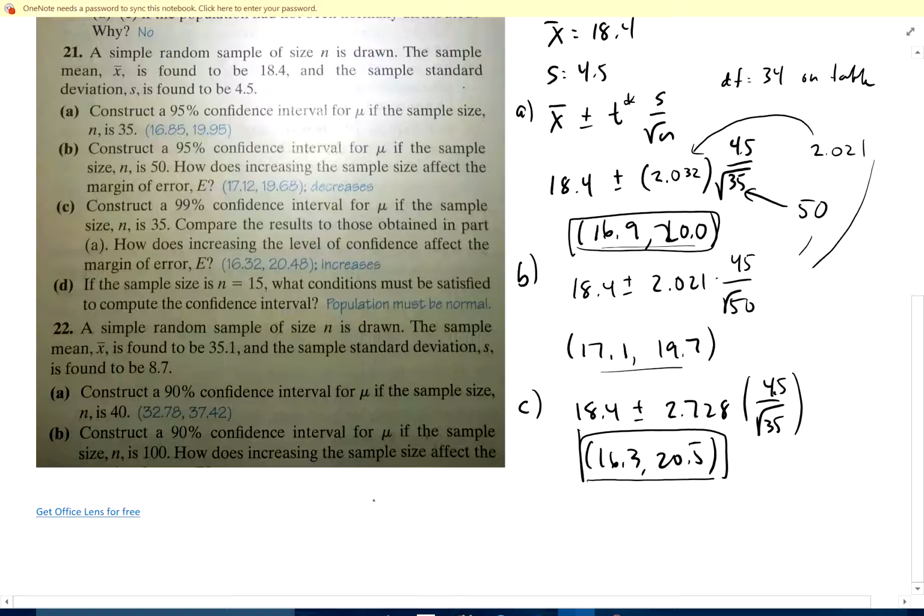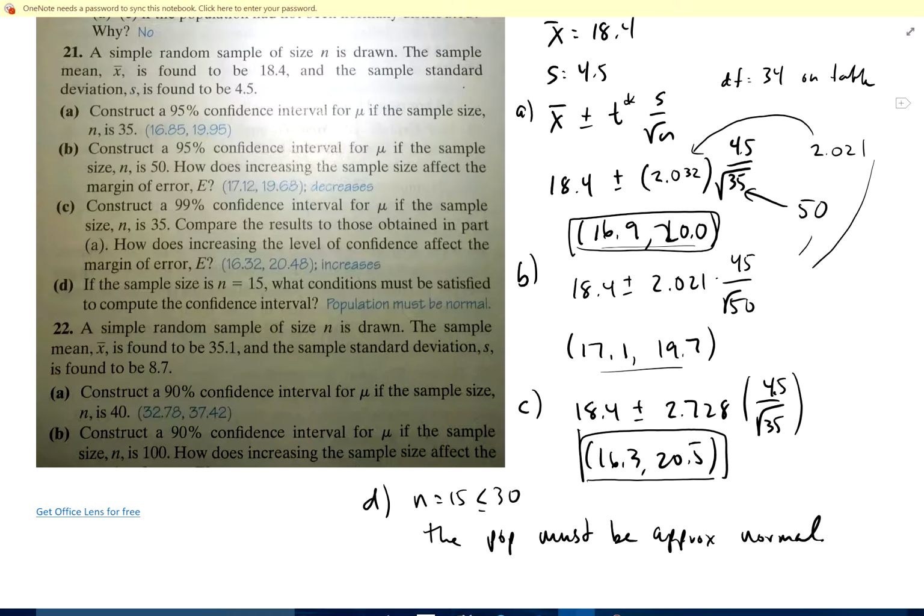And D, if the sample size is 15, what must be satisfied? So if N equals 15, which is less than 30, the population must be approximately normal. Okay, there's 21 for you.